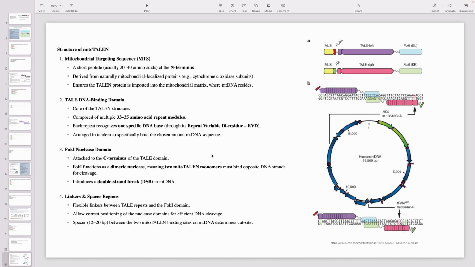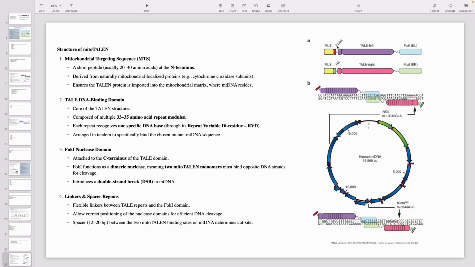So let's look into the structure of the mitoTALENs first. These mitochondrial targeting sequences, the mitoTALENs, have a specific domain or sequence attached at the N terminus of the TAL protein. This is the mitochondrial targeting sequence. Because of this specific sequence, these TALENs can be inserted into the mitochondria, and they can go and bind to the mitochondrial genome.